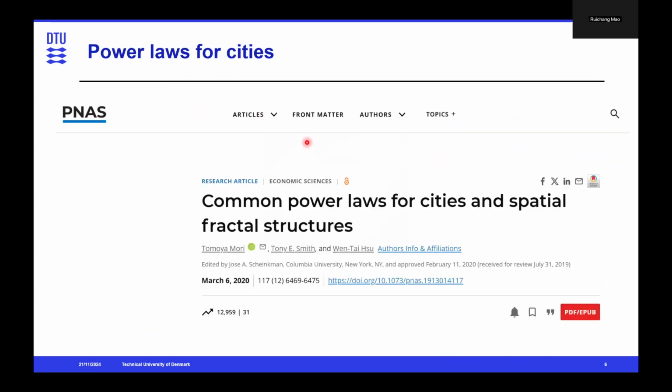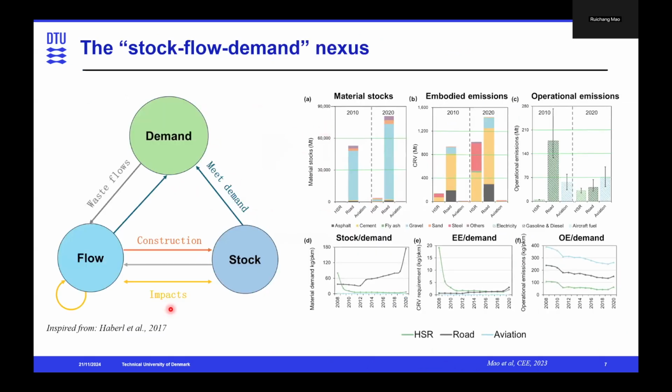And this also goes very well with the power laws for cities. We can see this paper. If you are interested, you can see that there are many power laws for cities and spatial fractal structures. Inspired by Helmut Haberl and his nexus network from stock, flow, and service, we can think about what happens if we provide the service and there is no demand: this kind of service could be of no use, right? So the stocks are important to meet the demand, and this demand could generate the waste flow.